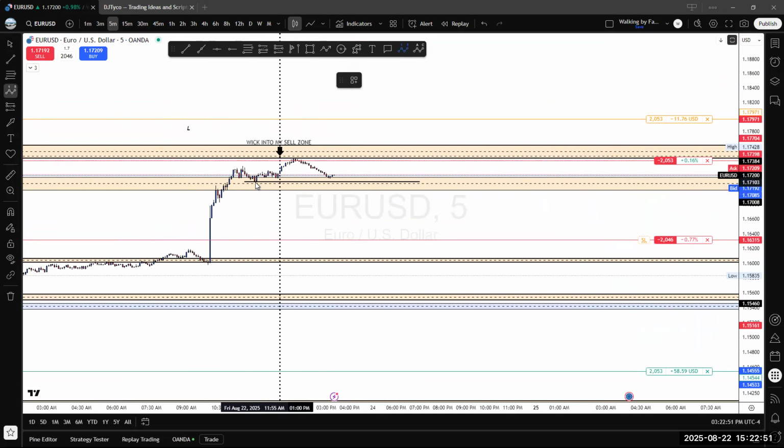Again, we're on the 5 minute. We got one, two, three is the head. You see how three broke one? Now we're waiting for the market to come down and come up to the zone. See that? Let's see 3 minutes.